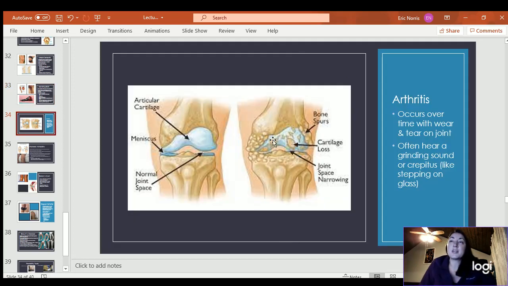Arthritis, just like with any other joint, occurs with wear and tear. The osteoarthritis does. And with the knee specifically, often we'll hear a grinding sound. Crepitus is a sound or a feeling like you're stepping on glass or stepping on leaves. A lot of patients will ask, why do I hear this grinding and feel this sensation? That is called crepitus, and it is just a sign of arthritis.